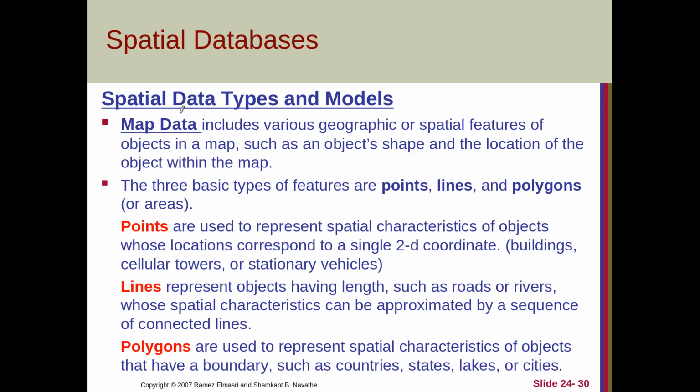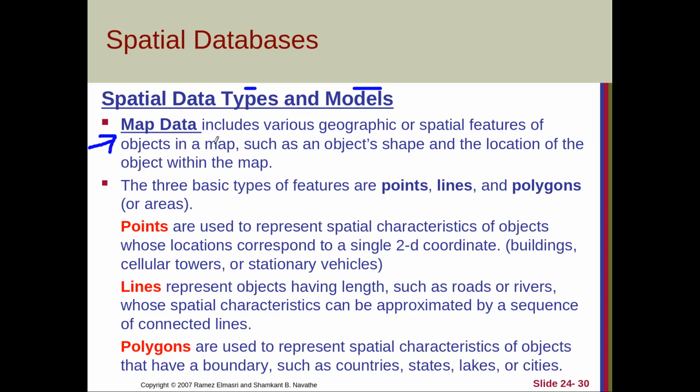Now we will look into the different spatial data types and the different models followed in spatial databases. So the different data types that we are following with spatial databases are given below. First one is map data. The primary data type that we are following with spatial databases is map data.